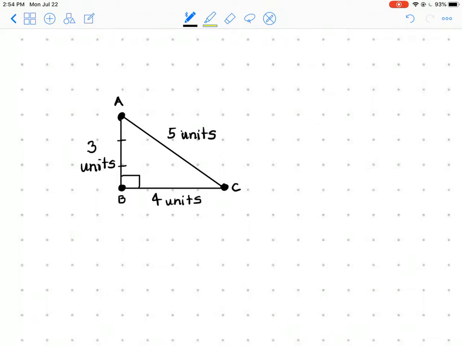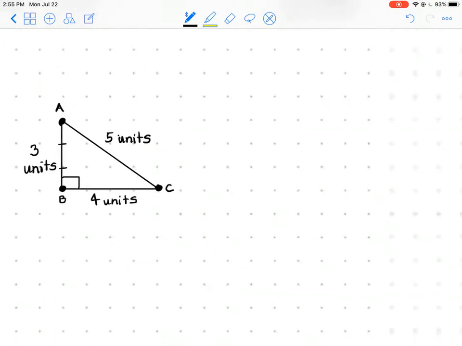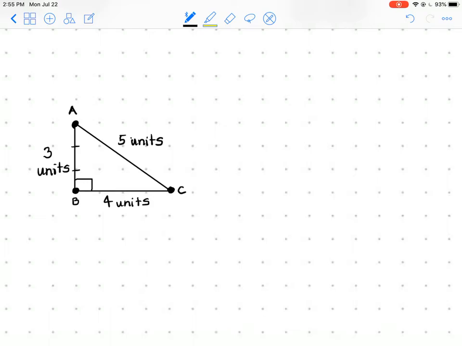And if you've had the geometry course, you'll know why that's true. If you haven't had that one, don't worry about it. We're going to do this with a proportion. Okay, so here comes the second triangle in this series.